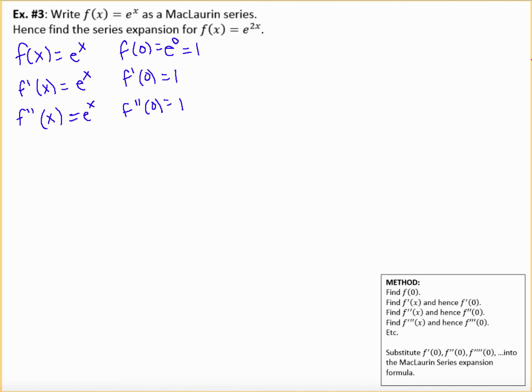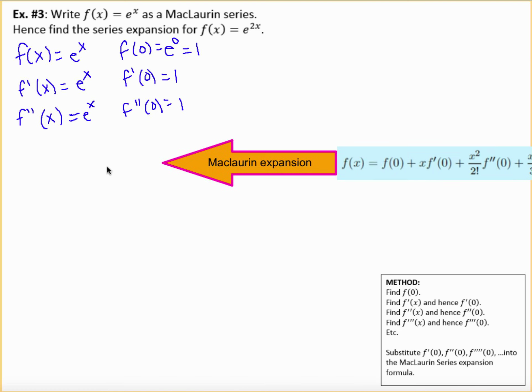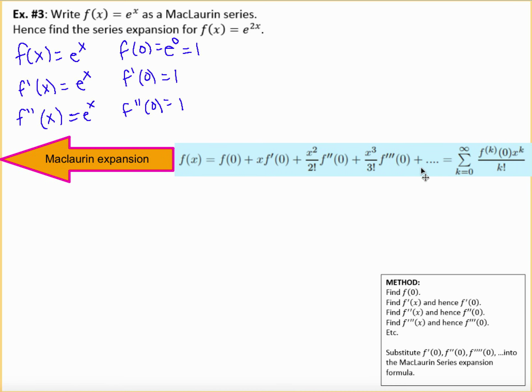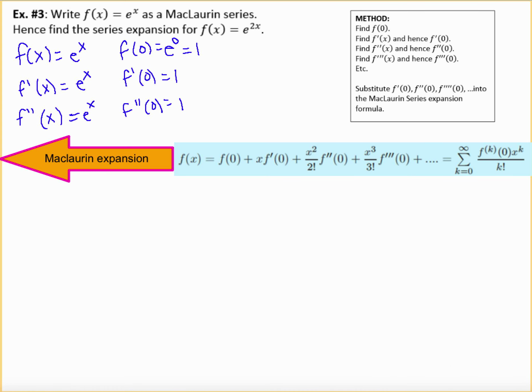So since we're using the Maclaurin series, we're going to expand this out. And I'm still following my rules for my method here. I'm just going to substitute what I've got in. So here we go. We know f of x is equal to e to the x. And that's going to equal f of 0, which was 1, plus x times f prime of 0, which was 1, plus x squared divided by 2 factorial, times the second derivative at 0, which is 1. And we can see the pattern.